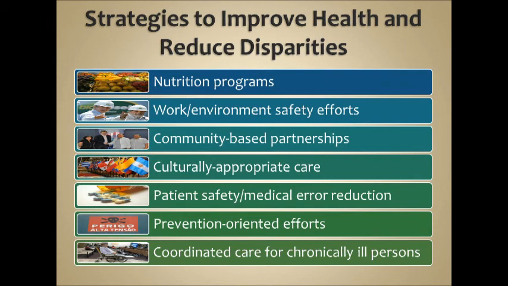Patient safety, medical error reduction. Just make sure that you're giving the right drugs to the right people. Prevention-oriented efforts go a long way. They are cheap. Putting up a fence is a lot cheaper than trying to put somebody back together after they fall. Finally, coordinated care for chronically ill persons is really nice for the chronically ill person because the chronically ill person already has a million appointments. So trying to coordinate that around them so that they can have optimal health makes them very happy, and by the way, it's cheaper.